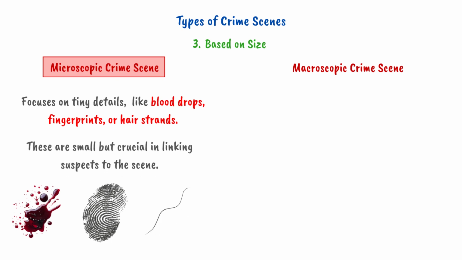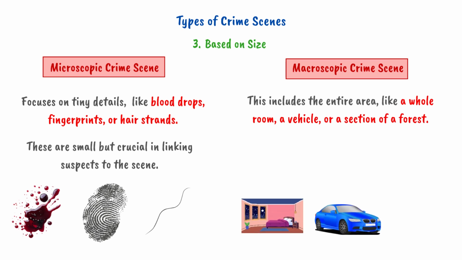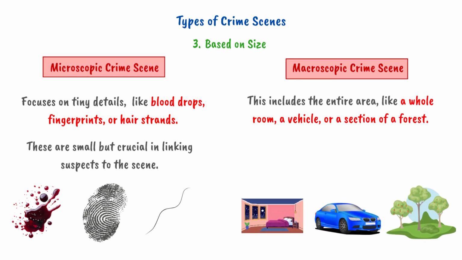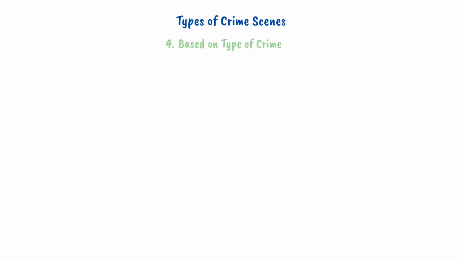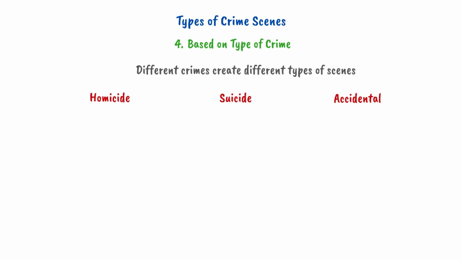Based on size, microscopic crime scenes focus on tiny details like blood drops, fingerprints, or hair strands. These are small but crucial in linking a suspect to the scene. Macroscopic crime scene. This includes the entire area like a whole room, a vehicle, or a section of a forest. It gives a broader view of how the crime took place.